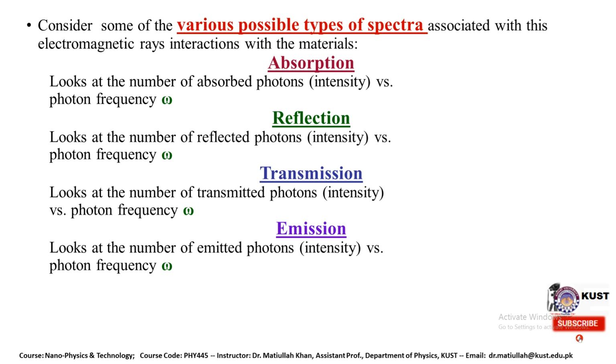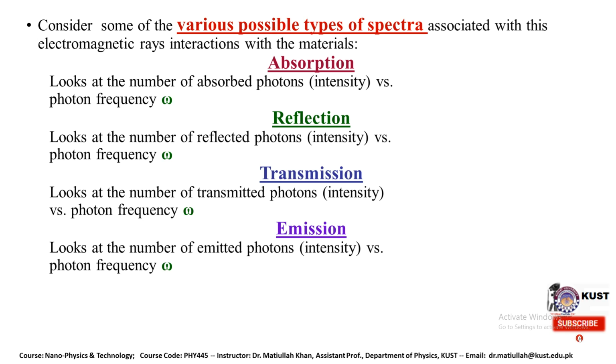So basically, when some electromagnetic radiations interact with matter, there are four different possibilities. The first one is the absorption. That is the absorption process where a photon is absorbed, and that is utilized in shifting an electron from the valence band toward the conduction band. This is the first case, and in this case we look at the number of absorbed photon intensity versus the photon frequency.